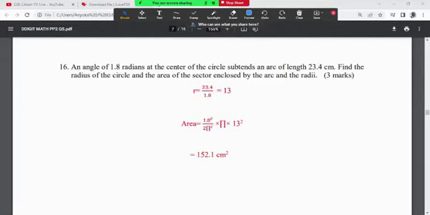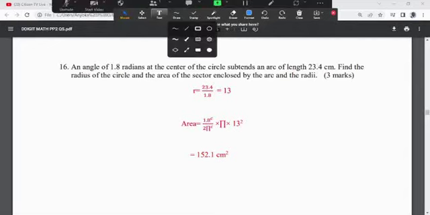An angle of 1.8 radians at the center of the circle subtends an arc of length 23.4 centimeters. Find the radius of the circle and the area of the sector enclosed by the arc and the radii.